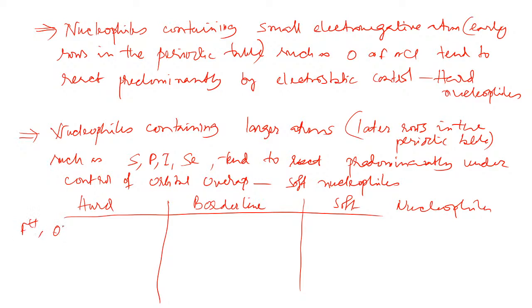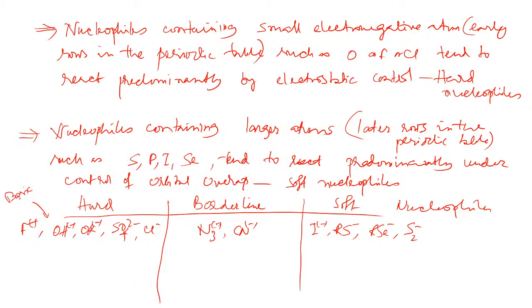F minus, OH minus, OR minus, SO4 2 minus, Cl minus are hard. Borderline are azide and cyanide, and soft are I minus and RS minus. From this you also understand that the hard ones are small and also quite basic, and the soft ones are not so basic.